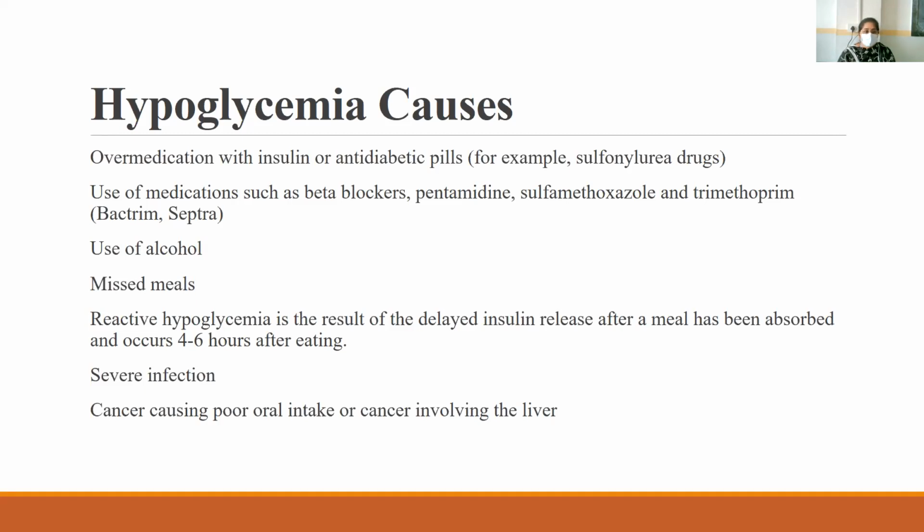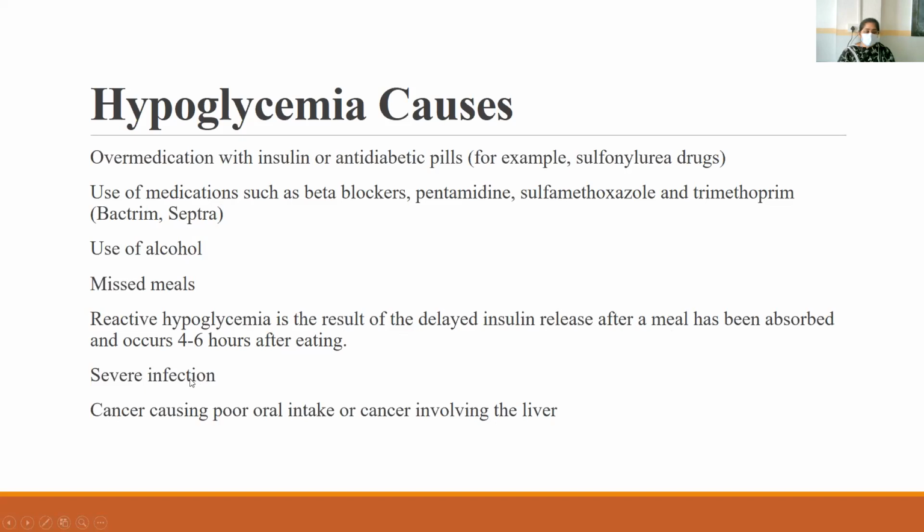Then use of medication such as beta blockers, pentamidine, sulfamethoxazole and trimethoprim, Bactrim, etc., the usual name which we call them. So all these medicines, then use of alcohol. Then if you have missed meals, these are all reasons why you can become hypoglycemic. Now, reactive hypoglycemia is a result of delayed insulin release after a meal has been absorbed and occurs 4 to 6 hours after eating. So certain people might have reactive hypoglycemia.